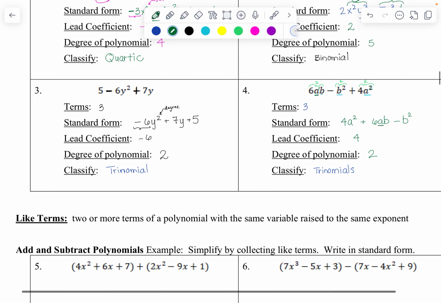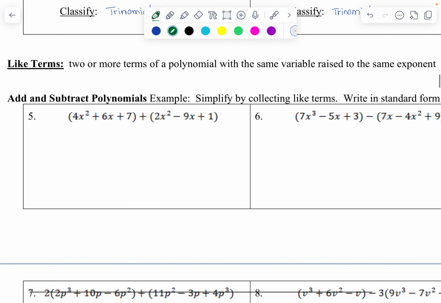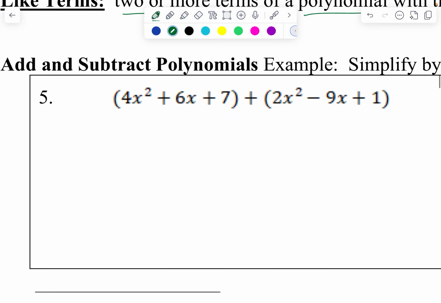All right. Like terms, you already know what like terms are: 2 or more terms of a polynomial with the same variable raised to the same exponent. Those are your like terms. So when we first learned this, I had taught you, step 1, rewrite your entire expression without parentheses. So we're looking at 4x squared plus 6x plus 7. I'm just bringing it down without the parentheses. Bring down your addition sign and bring down the rest without parentheses. 2x squared minus 9x plus 1.